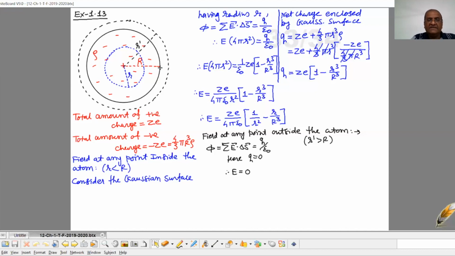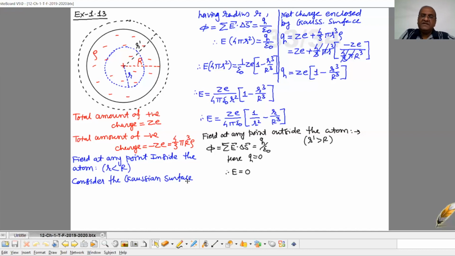It implies that here we can write this total charge as total volume into volume charge density. Volume charge density of negative charge is the charge per unit volume. So charge per unit volume is rho, therefore charge in volume 4 by 3 pi R cube is how much? So you will get minus Ze equal to 4 by 3 pi R cube rho.